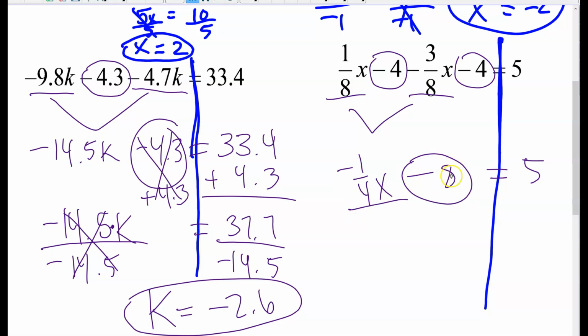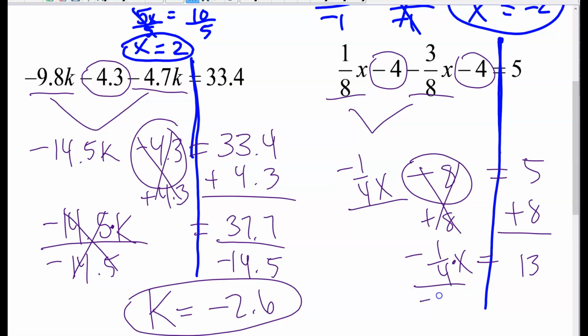So the part that is not attached to the variable is this minus 8. So I'm going to move that first or undo it. Subtracting 8, the opposite of that, the inverse operation, is adding 8. So I've got a negative 1/4 x left, and that's equal to 5 plus 8, which is 13. Okay, this is a multiplication step. So in order to solve this, I'm really dividing by a negative 1/4. So I'm taking this and dividing by a negative 1/4 to get my final answer.